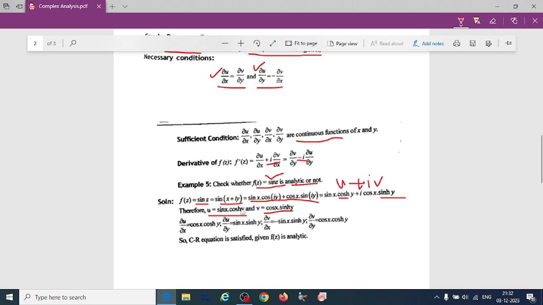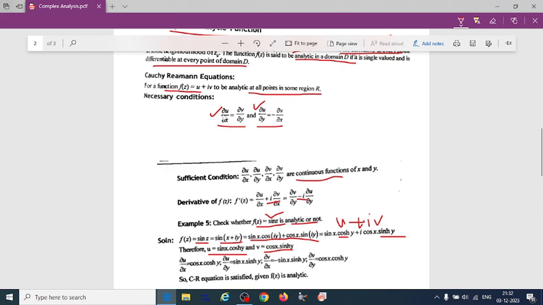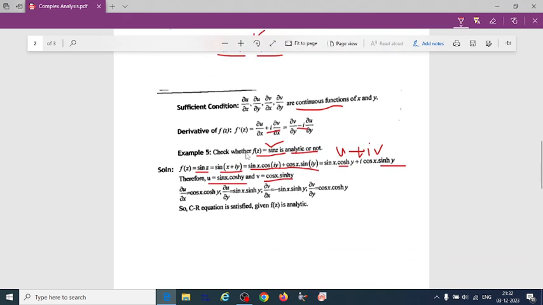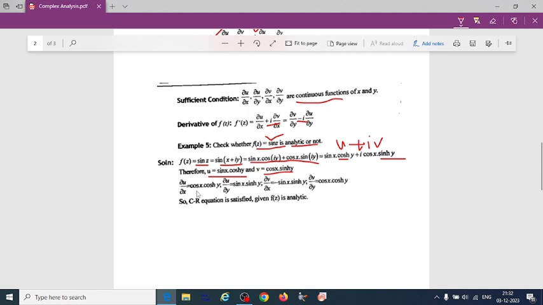Then after differentiating, you must verify these two conditions, dou u by dou x is equal to dou v by dou y. Here you can see cos x cos hy, dou v by dou y is cos x cos hy. So this condition is satisfied.